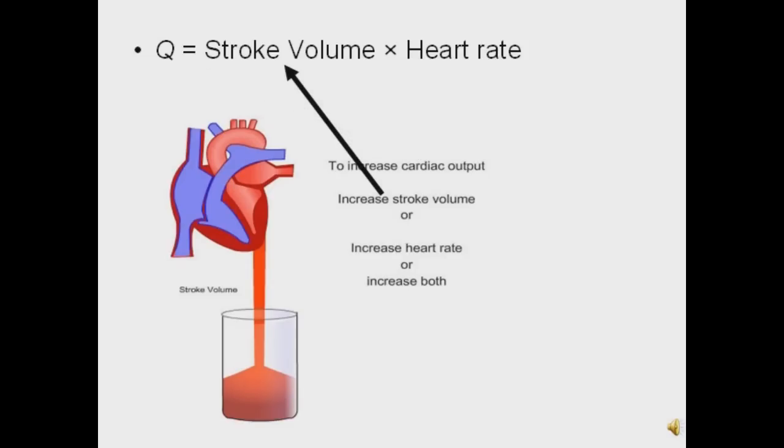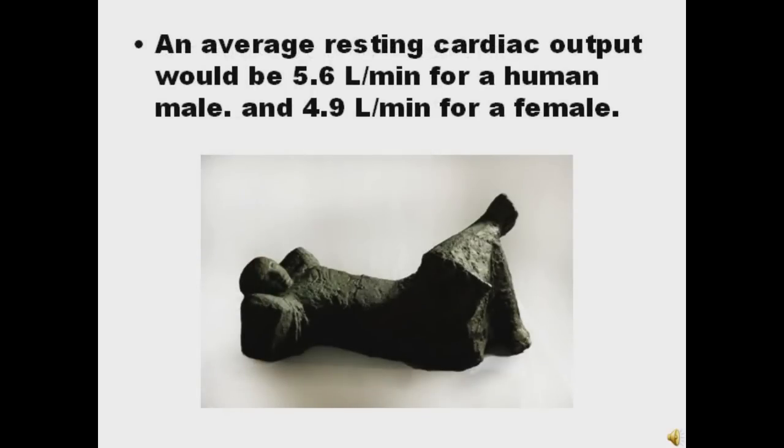To increase cardiac output, the heart can increase the stroke volume. Stroke volume is the volume of blood pumped from one ventricle of the heart with each contraction. The heart also can increase the number of beats per minute. The average resting cardiac output is around 5 liters per minute.